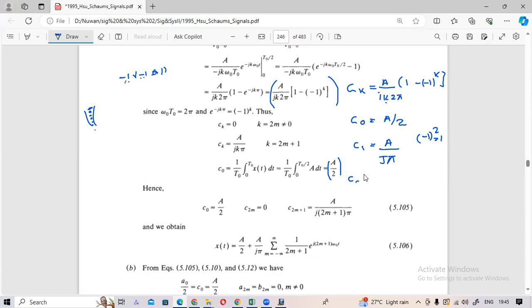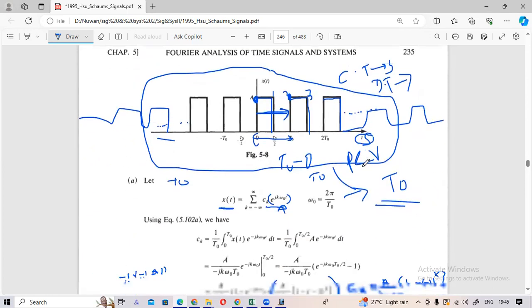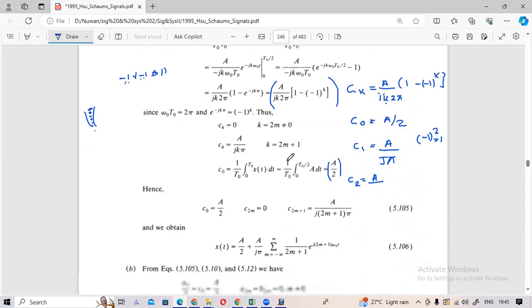Then if you want to find C2, what you need to do? You can apply 2 here. Instead of this k, you can apply 2. So I will have A divided by... So there can be some value for this A. Okay. So that is the amplitude of the signal. Practically, this may be 2 volt, 3 volt, 4 volt, or some kind of value. This A is now a general value.